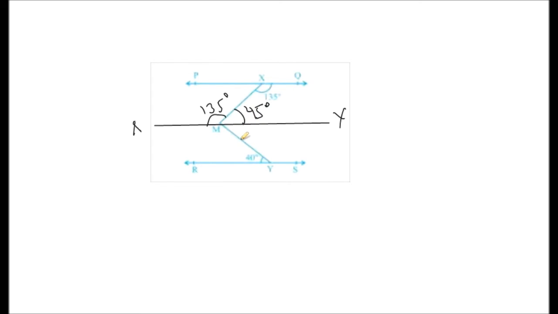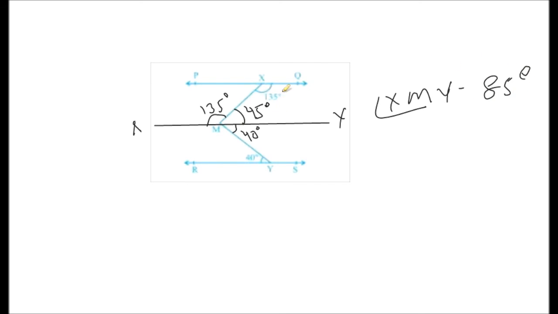We need to find this angle also. This angle is 40 degrees. These two are alternate interior angles, so this angle will be equal to 40 degrees. So what is the total angle XMY that we need? XMY is equal to this angle plus this angle. We can add these two angles. So the answer, angle XMY, is 85 degrees.